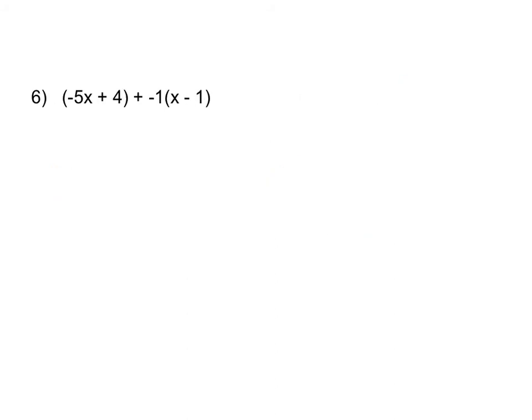All right, next one. As you can see here, this is a little bit different. I'm going to just rewrite the negative 5x plus 4. This had a negative 1, so I'm going to distribute that negative 1 to each of them. So this would be negative x and then plus 1, because a negative 1 times a negative 1 is a positive 1. Okay, now combine like terms.